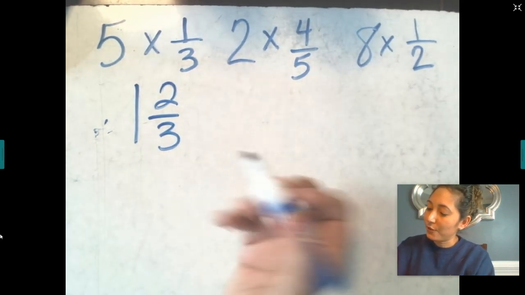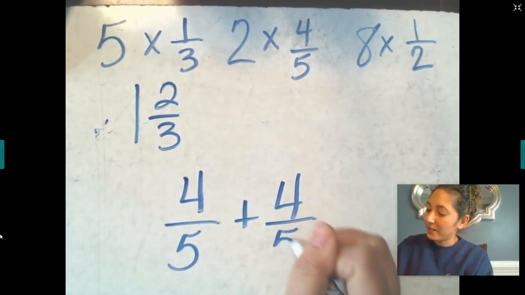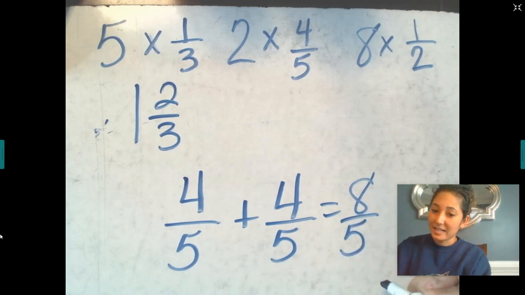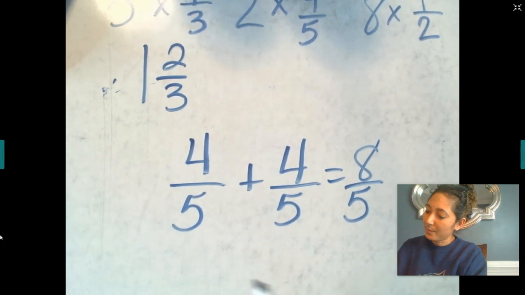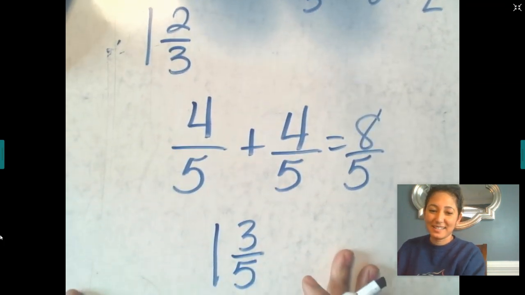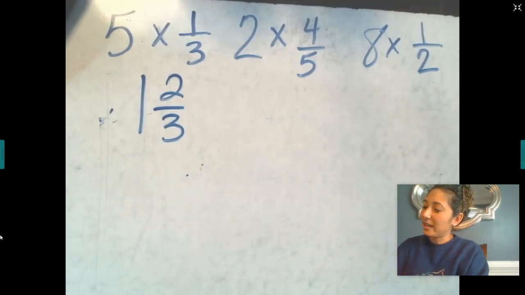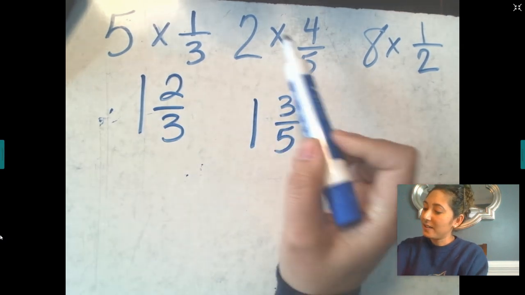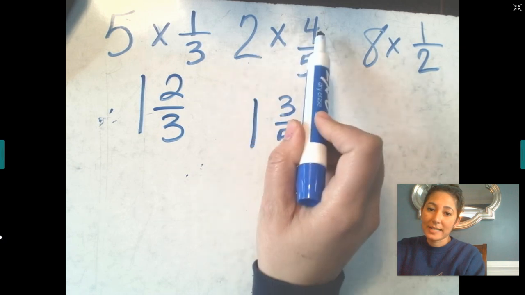Okay, moving on to 2 times 4/5. 2 groups of 4/5. 4/5 plus 4/5, which equals 8/5. And if we change 8/5 into a mixed number, we get 1 3/5. All right, 1 3/5, or 8/5. If we just use multiplication, 2 times 4 is 8.